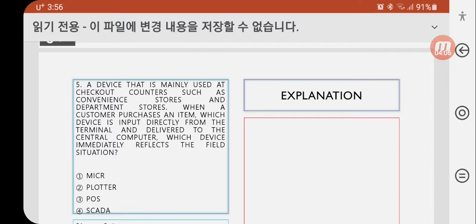This question is asking you, when a customer purchases an item at the retailer's cash register, what device is it that the site situation is immediately reflected by inputting it directly from the terminal and delivering it to the central computer? The answer is POS, point of sale systems.